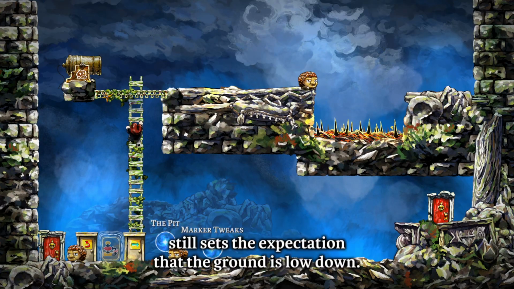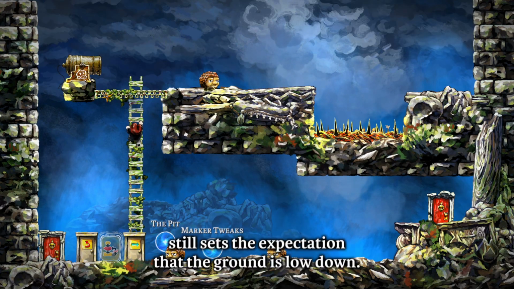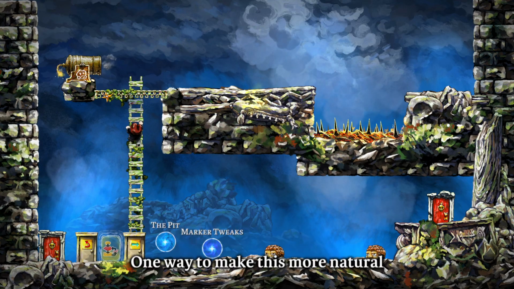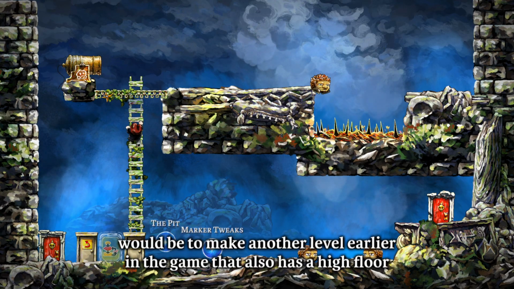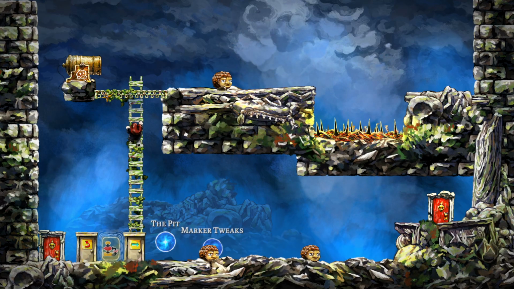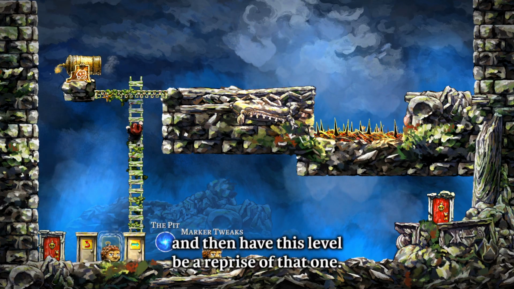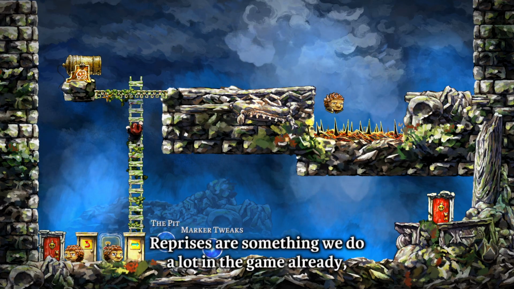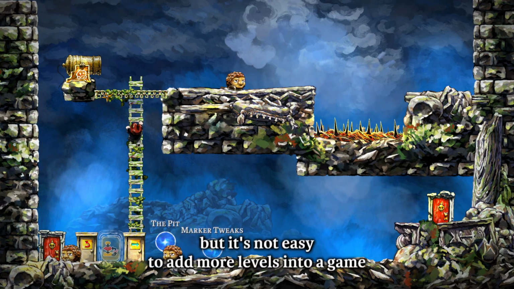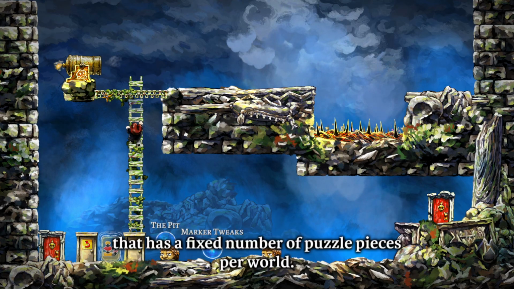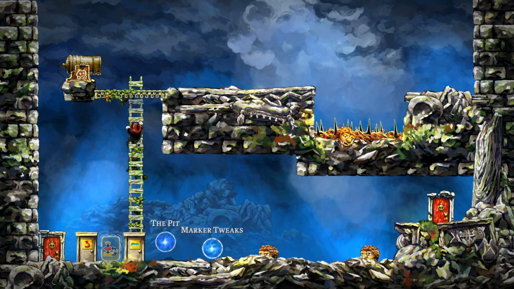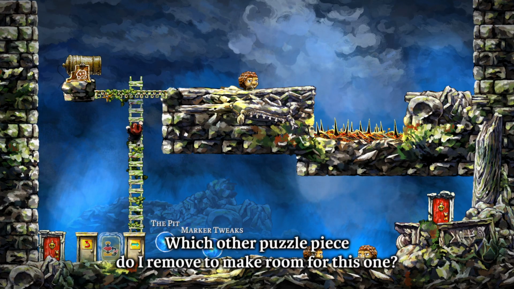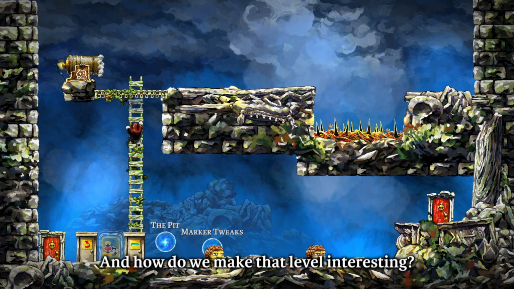And the rest of the game still sets the expectation that the ground is low down. One way to make this more natural would be to make another level earlier in the game that also has a high floor, and then have this level be a reprise of that one. Reprises are something we do a lot in the game already, but it's not easy to add more levels into a game that has a fixed number of puzzle pieces per world. Which other puzzle piece do I remove to make room for this one? And how do we make that level interesting?